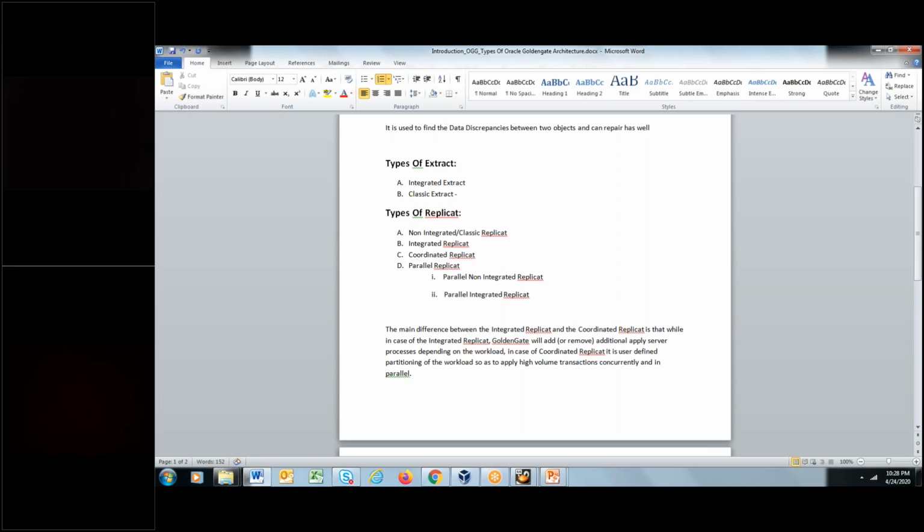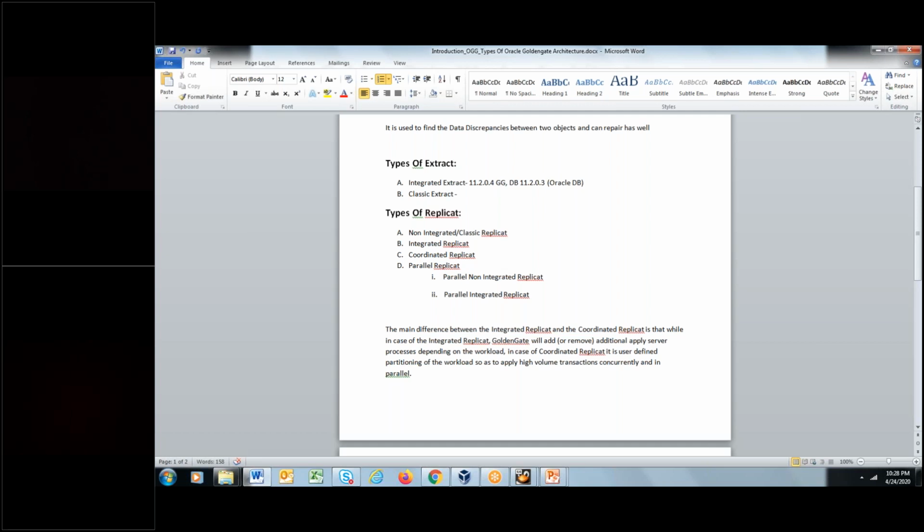Now from Oracle Goldengate 11.2.0.4, integrated extract support was introduced. To configure the integrated extract, the minimum Goldengate version needs to be 11.2.0.4 and the minimum database version needs to be 11.2.0.3, and it is available only for Oracle databases.